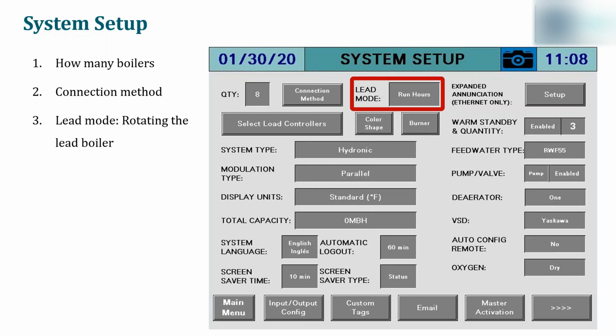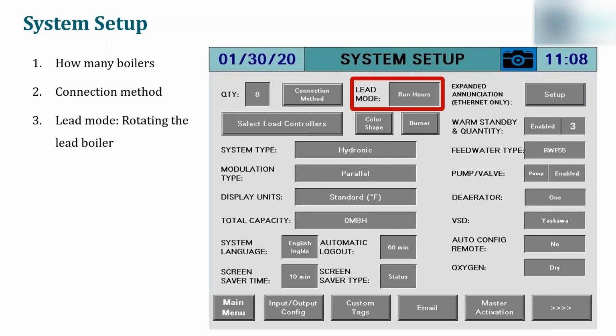The next thing you're going to want to select is the lead mode. And this is how you're going to rotate the boilers, rotate the lead boiler, I'm sorry. Typically, the most common thing we see is run hours, and this is just a simple set point of how long you want each boiler to be the lead, and then it will alternate after that time has elapsed.